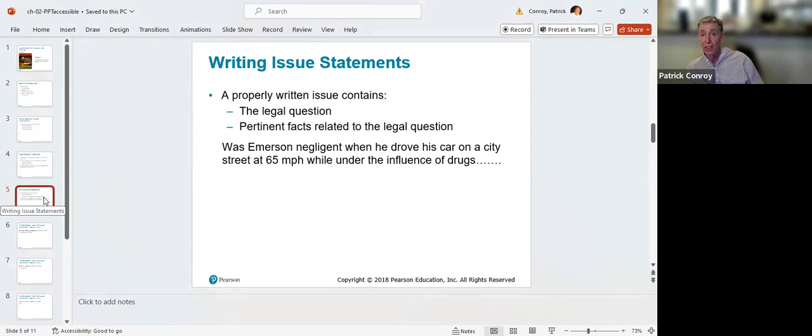So how do you write an issue statement? It has a legal question and the pertinent facts related to the legal question. Was Emerson negligent when he drove his car on a city street at 65 miles an hour while under the influence of drugs? You might say that's pretty obvious, but maybe there's some more facts in there that we haven't uncovered. Like maybe someone slipped him a drug and he wasn't aware of it. That would turn things all around.